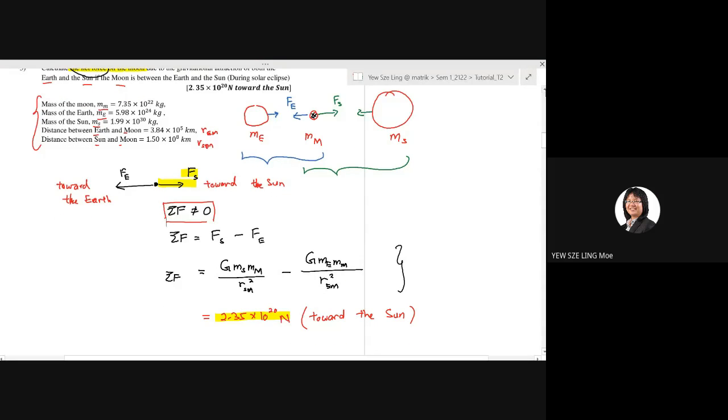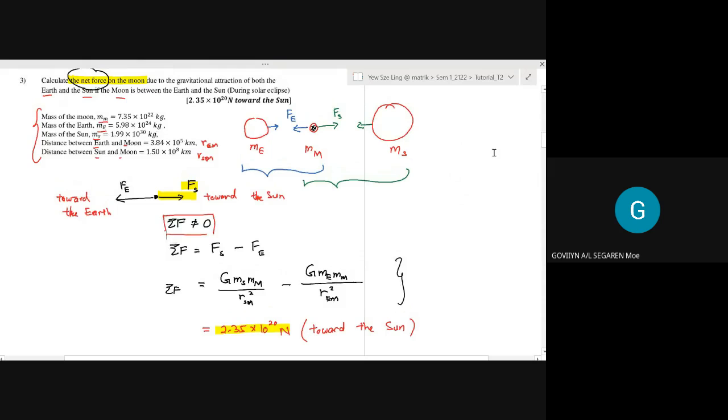Madam, I have a question. Let's say in my free body diagram, I were to interchange the position of my Earth and my Sun. Then it'll actually be Fe minus Fs instead of Fs minus Fe. Will that affect the answer? No, that is fine. You will get a negative force, and then you just write one more sentence: it is 2.35 towards the sun.